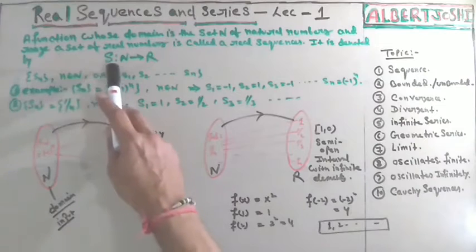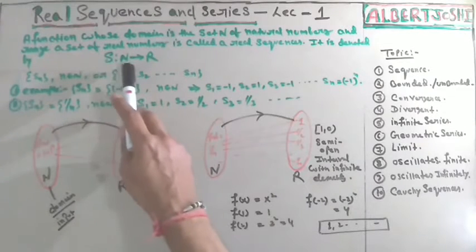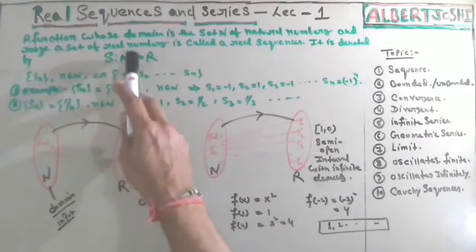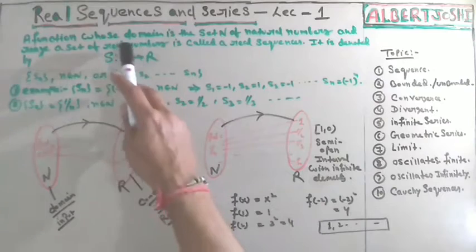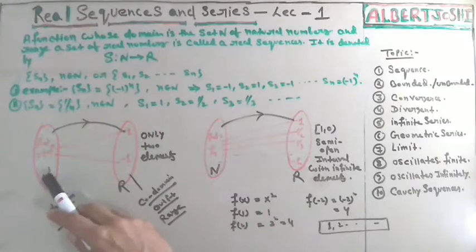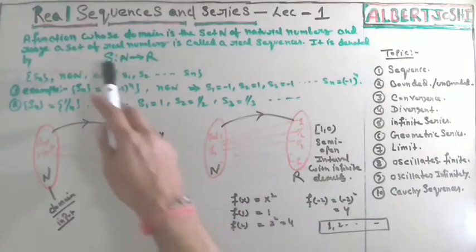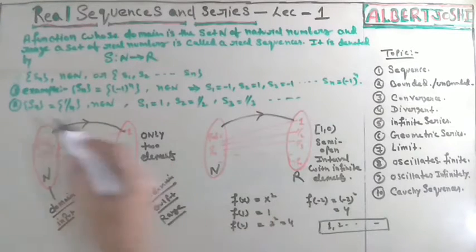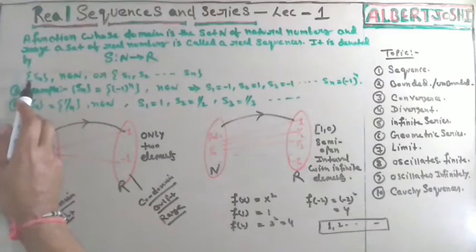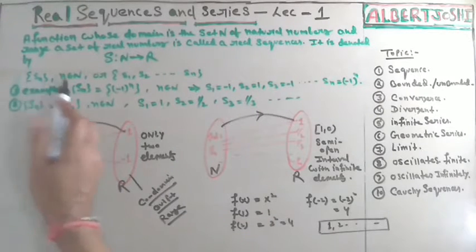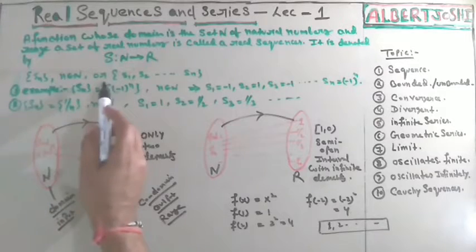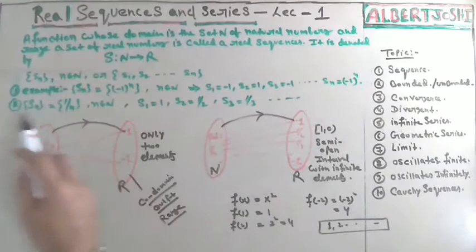It is denoted by S, that is the name of the function. N to R means the input is the set of natural numbers and the output is the set of real numbers. That is the meaning. We denote this by the symbol {Sn}, n a natural number, or S1, S2, up to Sn.